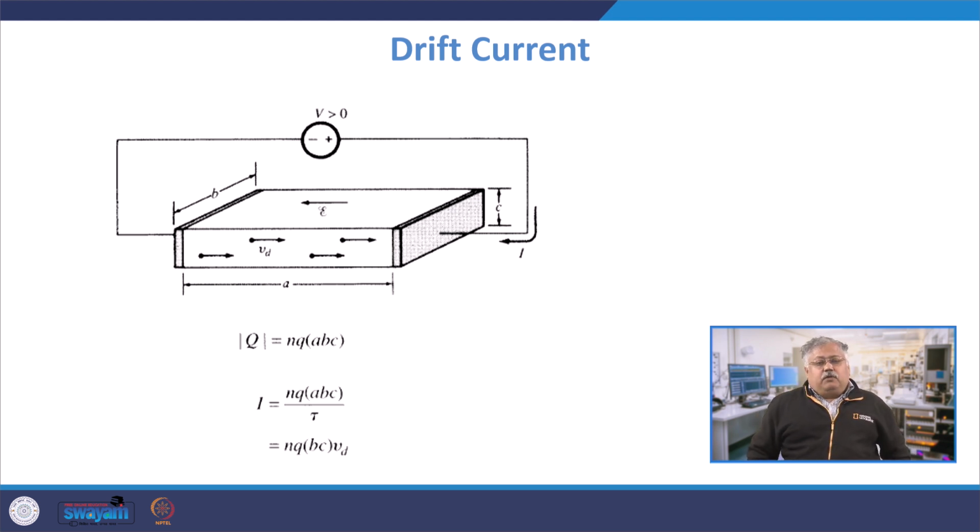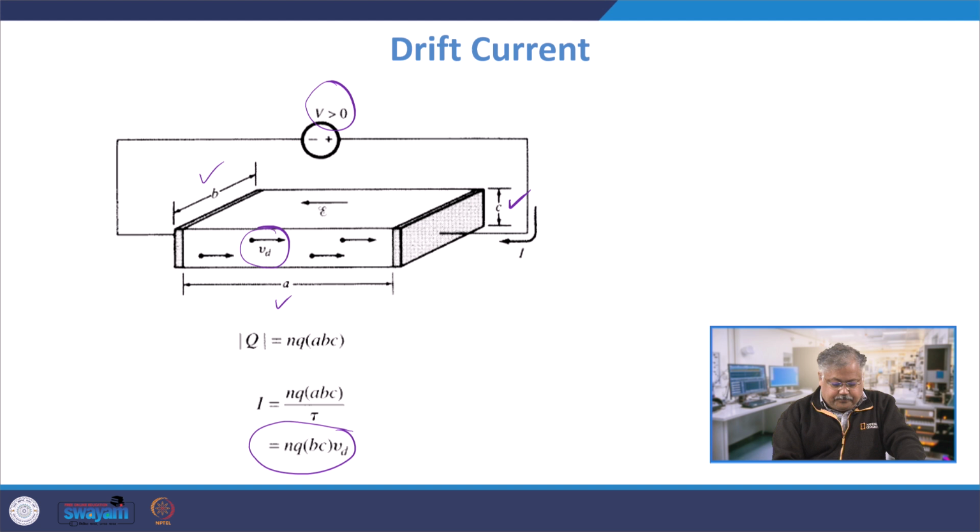Very simple and straightforward. In the presence of an electric field, if the charged particles are moving, then we define that current to be a drift current. Why drift? Because it is drifting under the influence of a force, and that force is coming from the electric field. So if you take this structure, let us suppose, whose width is B, whose height is C, and whose length is A, and there is a drift velocity Vd here, and you have applied a potential which is positive in nature, then finally you find a current which is given by this: N times Q times BC times Vd.